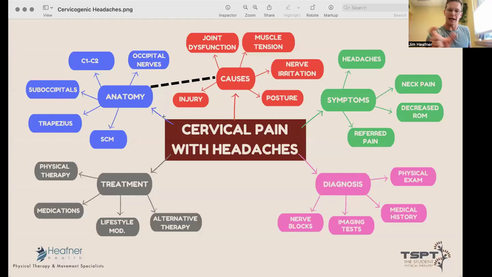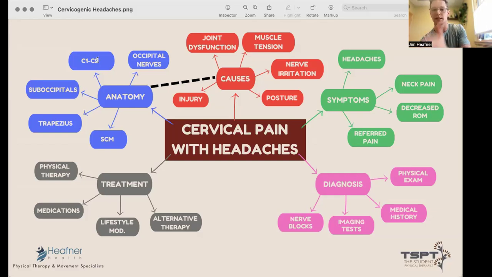What you'll see here is that from an anatomical standpoint and from a causal standpoint, those things are very related. From an anatomy standpoint, we're going to be looking at the occipital nerves, C1, C2, because the upper cervical spine is really most important when we're talking about the causes of cervicogenic headaches. We're going to be looking at the muscular system, so the suboccipital muscles, the trapezius, and the SCM. When the anatomy becomes dysfunctional, or there's too much tension in the muscles, which pushes too much pressure on the nerves, or there's not enough upper cervical joint mobility, that's where we see the referral of cervicogenic headaches. So the anatomy directly relates to the causes.